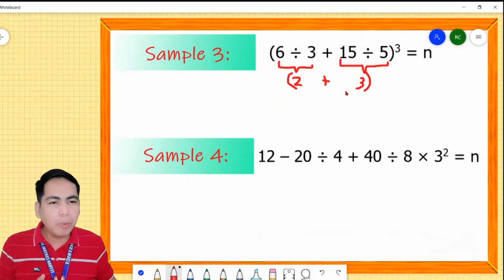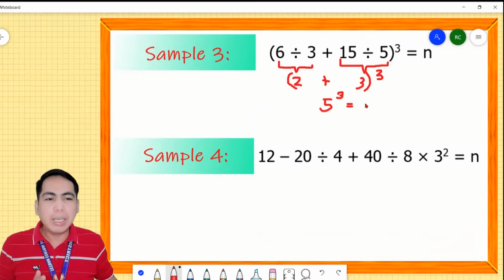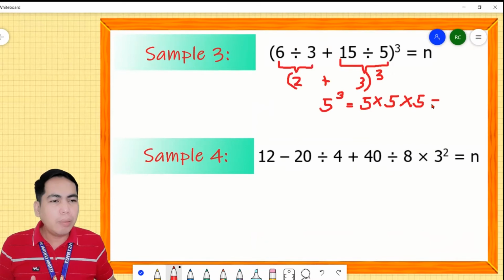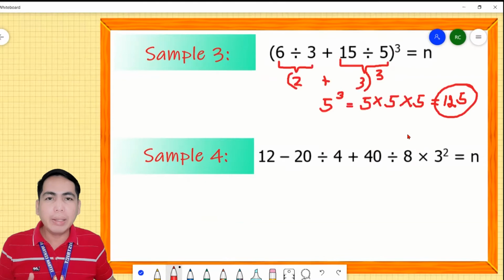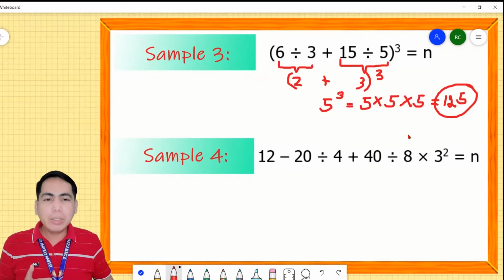And then the sum of 2 and 3 will be raised to the power of 3. So 2 plus 3 will give us 5. So raised to the power of 3. 5 raised to the power of 3 is just simply equivalent to 5 times 5 times 5. Or the 5 is being multiplied to itself 3 times to give us 125. So therefore, the value of n is 125. Now let's go to number 4.